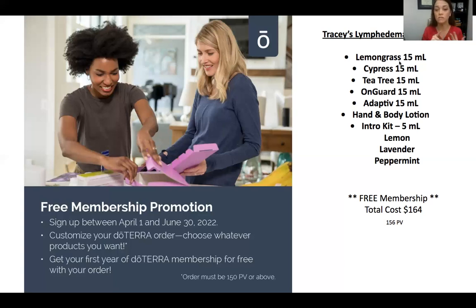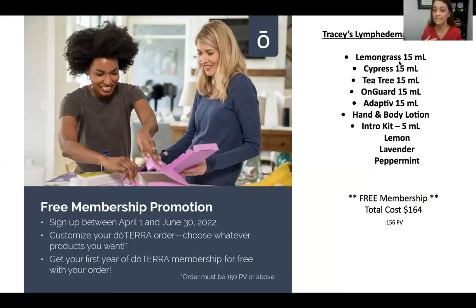Then you have tea tree, which is very popular for skin and nail care. Then you have On Guard. On Guard was the immune health one. Everyone should be boosting their immune system to prevent cellulitis or any type of infection or just sickness. Then you have Adaptive. You want one stress oil that's going to be great for not only yourself, but those around you. So Adaptive is one of my most popular stress oils.